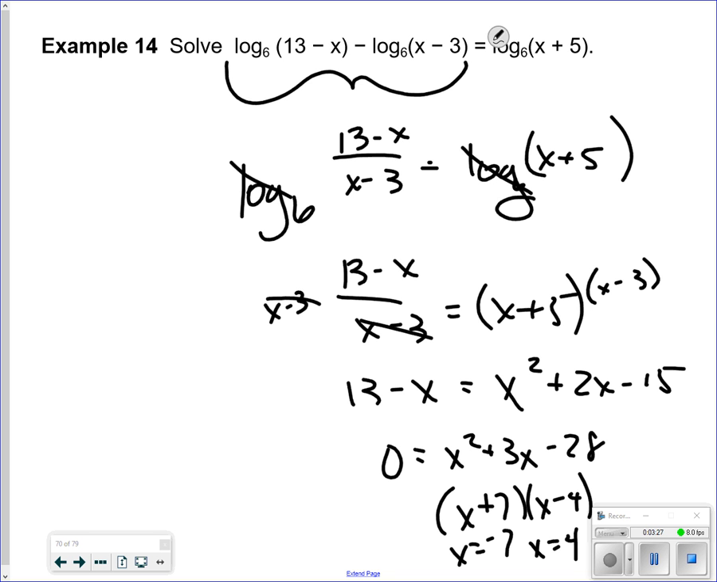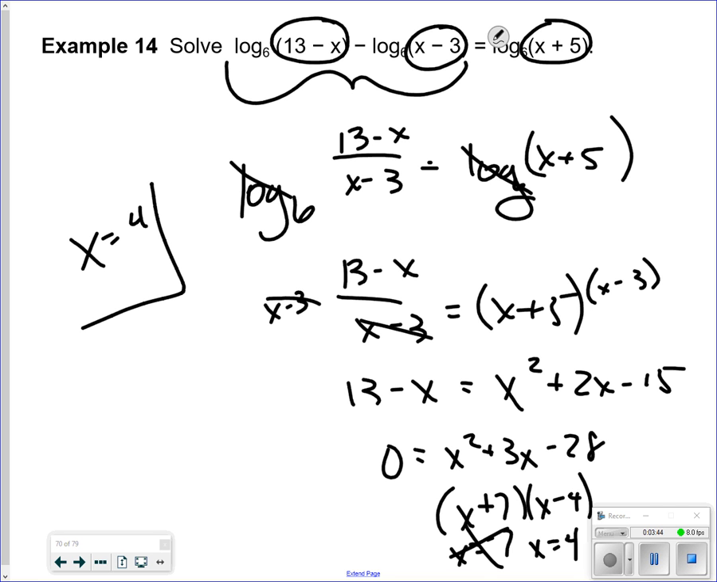Remember, I have to go back and worry about the arguments here. So what if I put negative 7 in here? Well, that would still be positive, but what if I put negative 7 in either one of these two locations? It would be negative, so negative 7 does not work. Positive 4 would be possible, so x equaling 4 is the only answer.